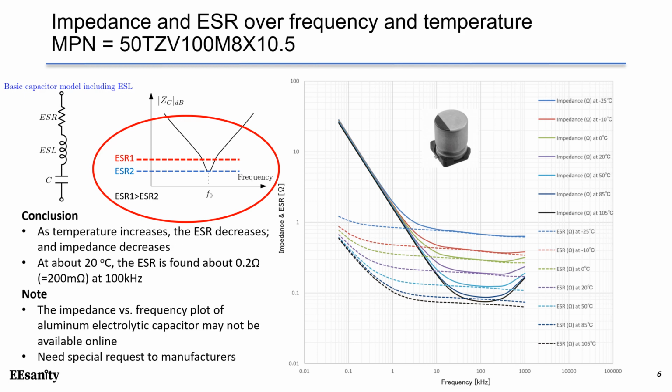Around the resonant frequency, the impedance is dominated by the ESR value. That means if ESR is lower, the performance is better. If you look at the curves, you can notice that as temperature increases, the ESR decreases. Therefore, the impedance also decreases around the resonant frequency. For example, at about 20 degrees C, the ESR is found to be 0.2 ohm at 100 kHz.